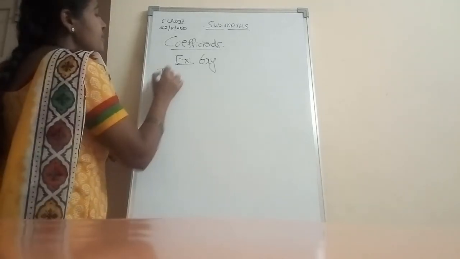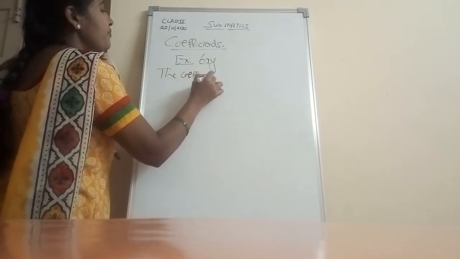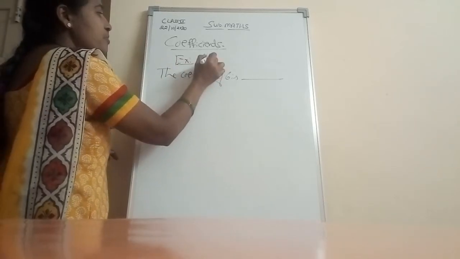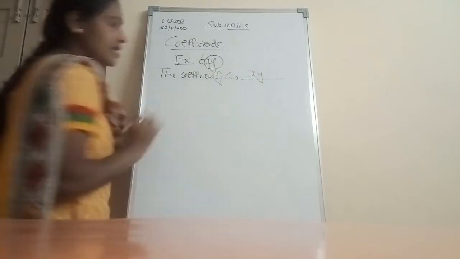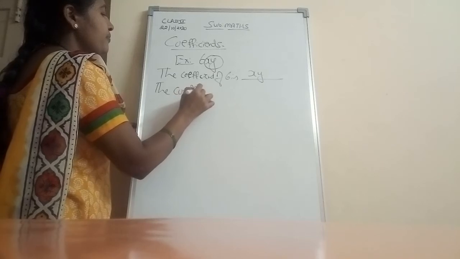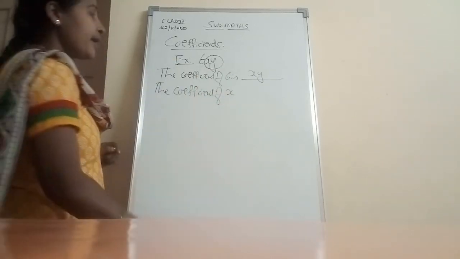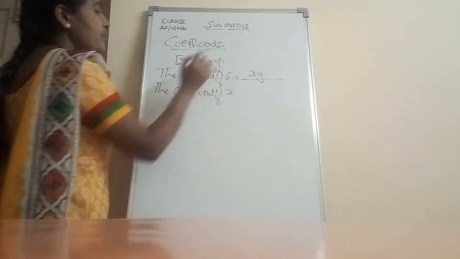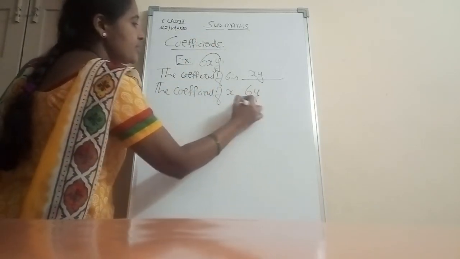So for example, if they are asking the coefficient of 6 is dash. Coefficient of 6 means except 6, whichever factors are there, that you have to write. So xy is the answer. Okay. Next, the coefficient of x. If they are asking the coefficient of x, means except x, whichever factors are there: 6 and y. So 6y is the answer.